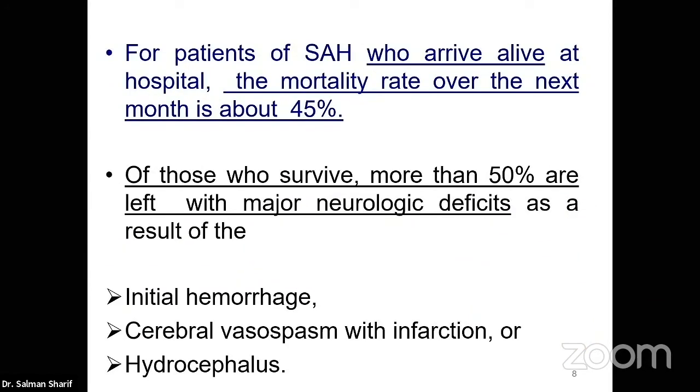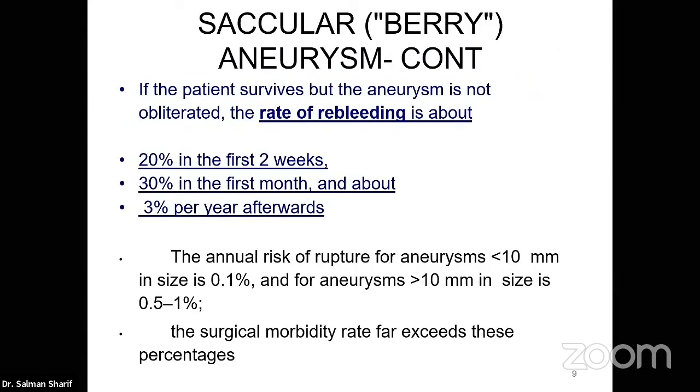For patients of subarachnoid hemorrhage who arrive alive at hospital, the mortality rate is about 45%. Of those who survive, more than 50% are left with major neurological deficit as a result of the initial hemorrhage, cerebral vasospasm with infarction, or hydrocephalus. In saccular or berry aneurysm, for patients who survive but the aneurysm is not obliterated, the rate of rebleed is 20% in the first 2 weeks, 30% in the first 1 month, and 3% per year. Annual risk of rupture of aneurysm of less than 10 millimeter is 0.1%, and for aneurysm more than 10 millimeter is 0.5 to 1%. The surgical morbidity rate far exceeds these percentages.